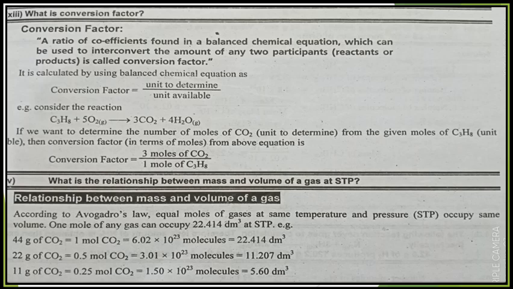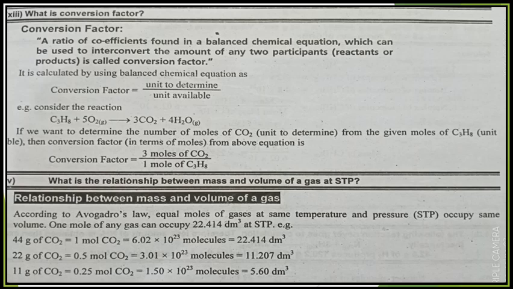Now here it is given by this reaction that 1 mole of propane, when it undergoes combustion, produces 3 moles of carbon dioxide and 4 moles of water. Now the question is that you want to determine the number of moles of carbon dioxide from the given moles of C3H8. From this balanced chemical equation, 1 mole of C3H8 produces 3 moles of carbon dioxide. So the conversion factor will be 3 upon 1.